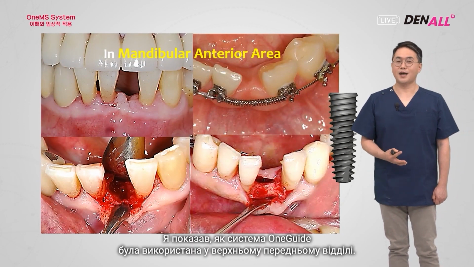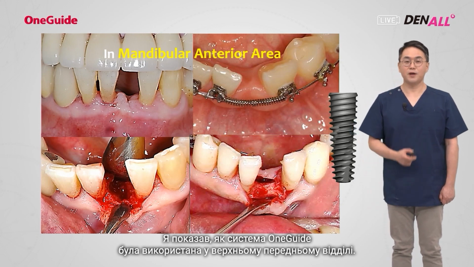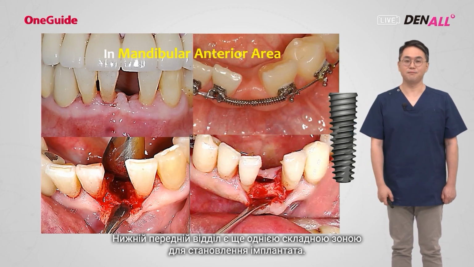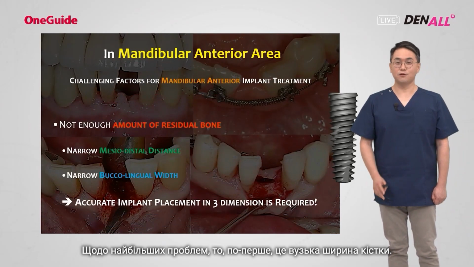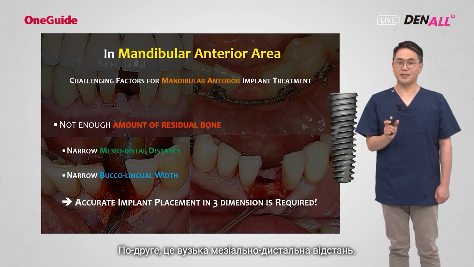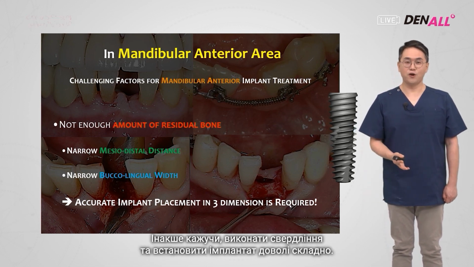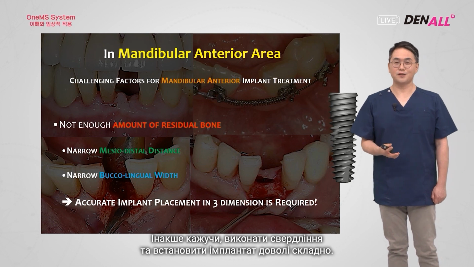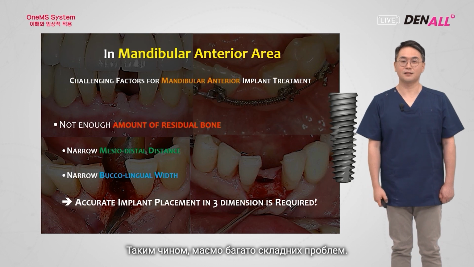Now, on the upper anterior part, I showed you how the one-guide system can be used. The lower anterior part is also a challenging area to place implants. There are a lot of issues. The biggest issues would be, first, a narrow bone width, and secondly, a narrow mesiodistal distance. In other words, it is tricky to drill and to place the implant. The bone is thin, so you need to do grafting. So, a lot of tricky issues.